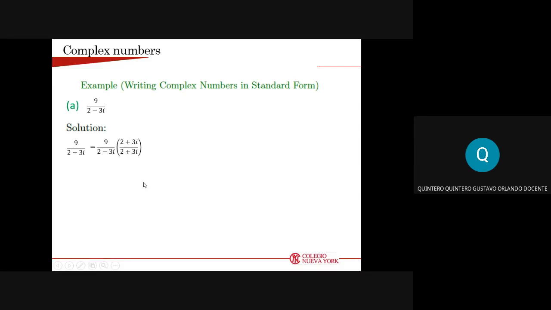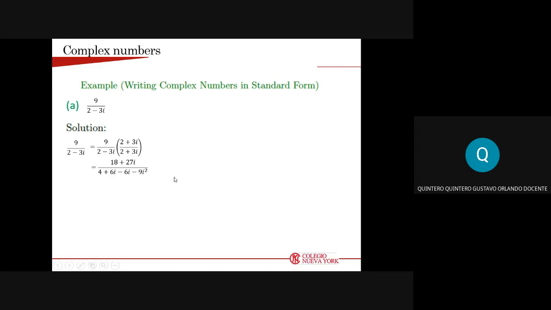Beautiful. So if we do that multiplication, this is what we're going to have. 9 times 2, 18. 9 times 3i, 27i. And down we just do FOIL. 2 times 2, 4. 2 times 3i, 6i. Negative 3i times 2, negative 6i, right? And negative 3i times positive 3i will be negative 9i squared, right? This is the usual multiplication of complex numbers. We know how to do this, right?